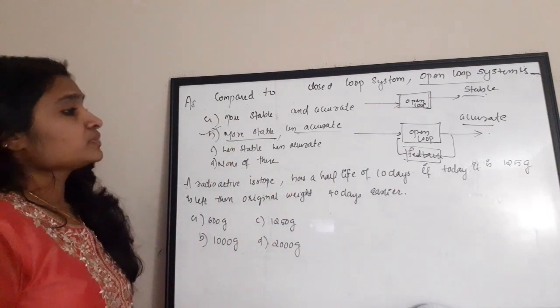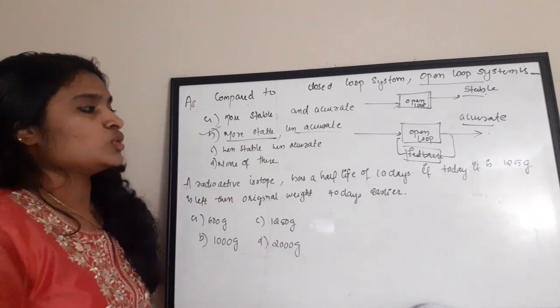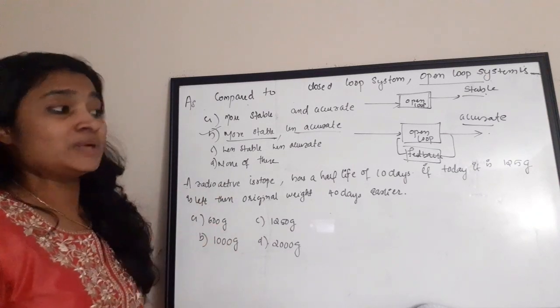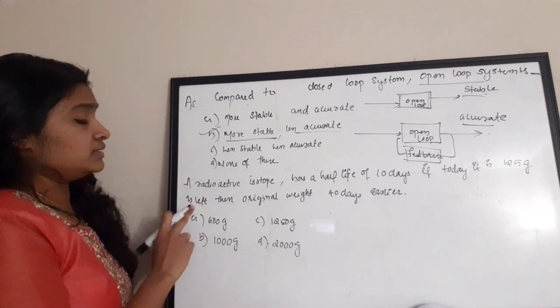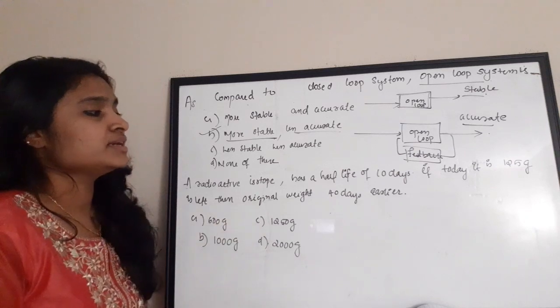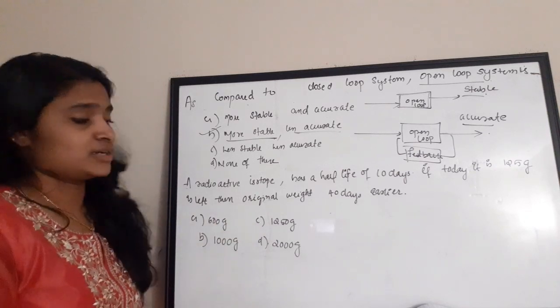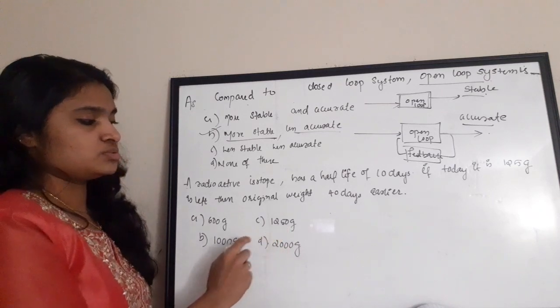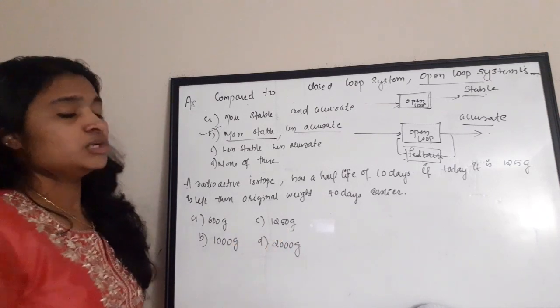Next question. A radioactive isotope has a half-life of 10 days. If today 125 gram of it is left, then the original weight 40 days earlier is dash. A, 600 gram. B, 1000 gram. C, 1250 gram. D, 2000 gram.